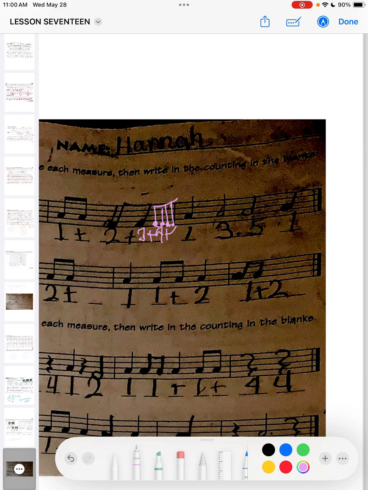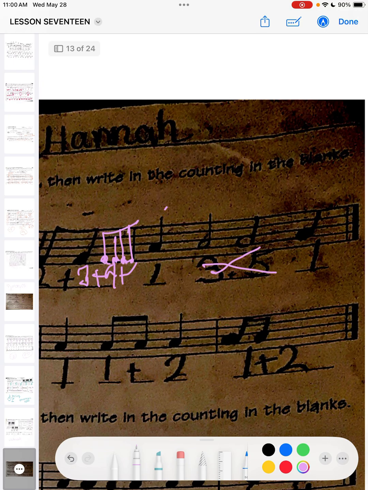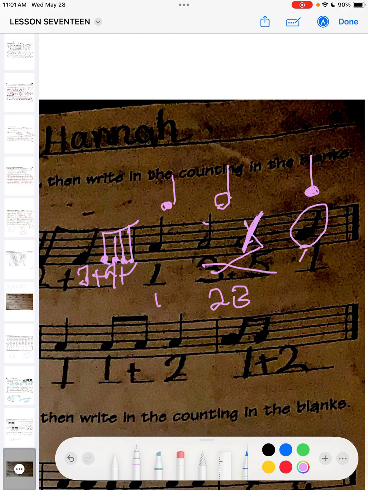That would be 1. But this is not right. So, because I would have done it like this. This is 1, 2, 3, 4. Right here. So, it'd be 1. This one would have to be a half note. This one is not, it's unnecessary. So 1, 2, 3, and this is 1 beat, so this is 4.